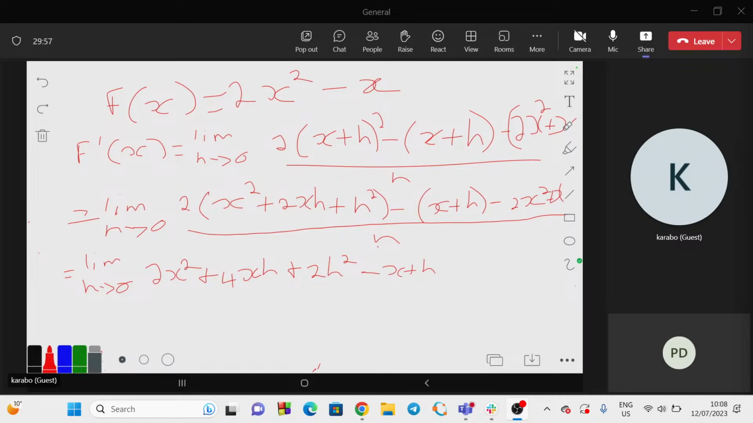Now you see what you are not taking. When you have a bracket, if you say minus, when you have minus in brackets x plus h, it can be anything. That negative, it multiplies everything. Don't forget about that.